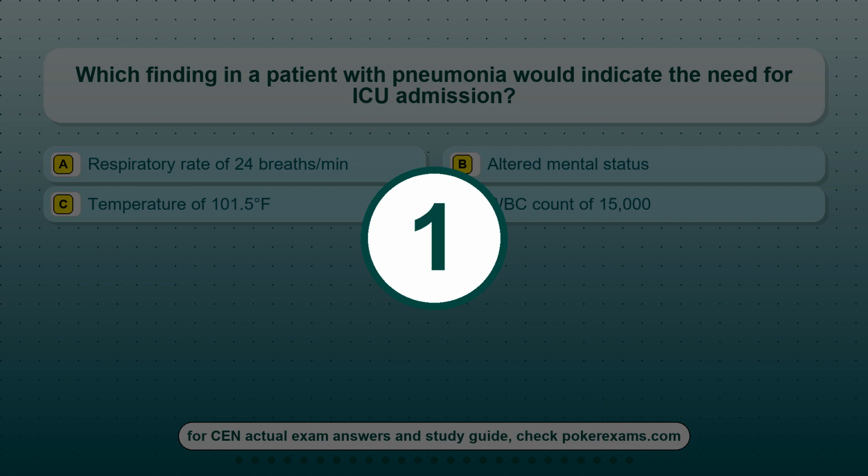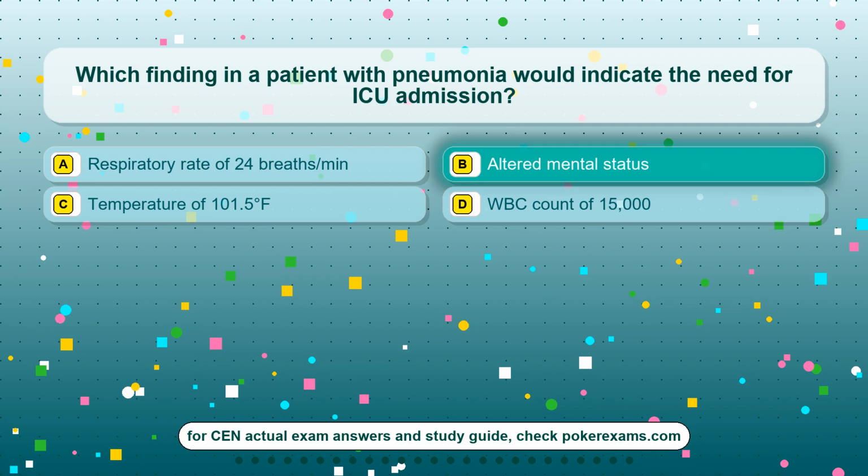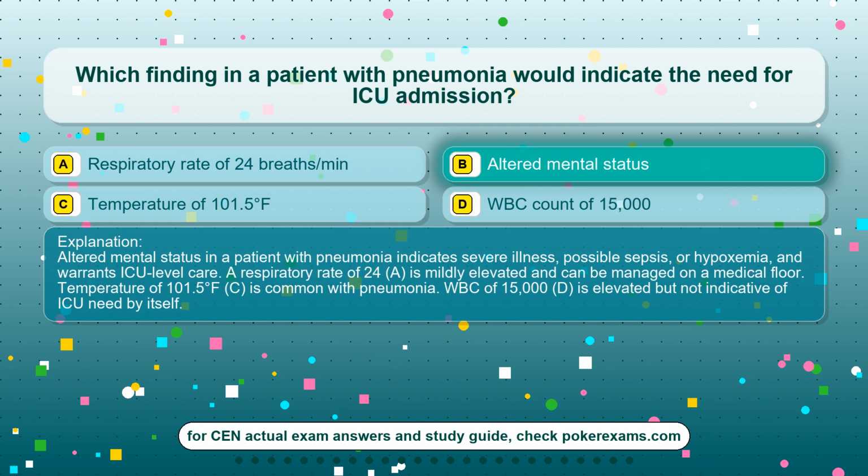The correct answer is option B, altered mental status. Altered mental status in a patient with pneumonia indicates severe illness, possible sepsis, or hypoxemia, and warrants ICU-level care. A respiratory rate of 24, A, is mildly elevated and can be managed on a medical floor. Temperature of 101.5 degrees Fahrenheit, C, is common with pneumonia. WBC of 15,000, D, is elevated but not indicative of ICU need by itself.